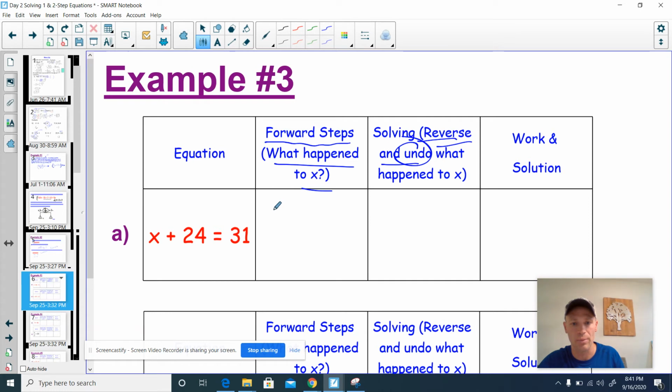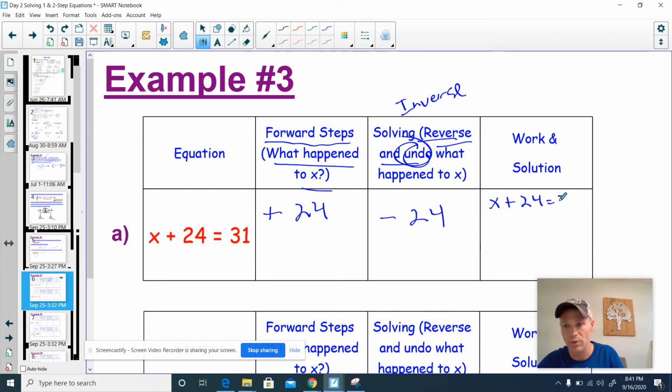So what are the forward steps? We are adding 24. What do we do to undo that? What is the inverse of that? The inverse of that is subtracting 24, okay? And so then I complete that. I write out the equation, x plus 24 equals 31, and I execute whatever is here. Whatever's here is literally the directions that we're going to follow. So I'm going to subtract 24 from both sides. Again, I don't want that equal sign there. My bad.